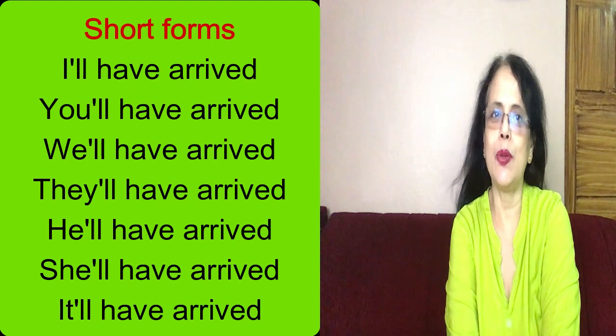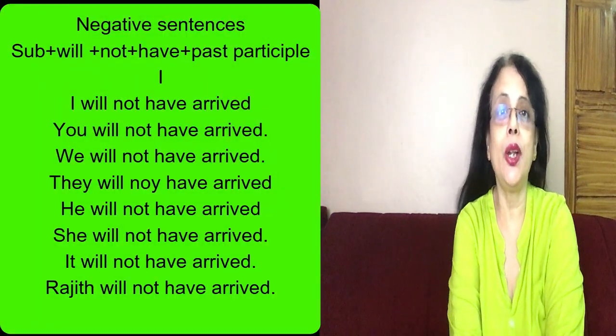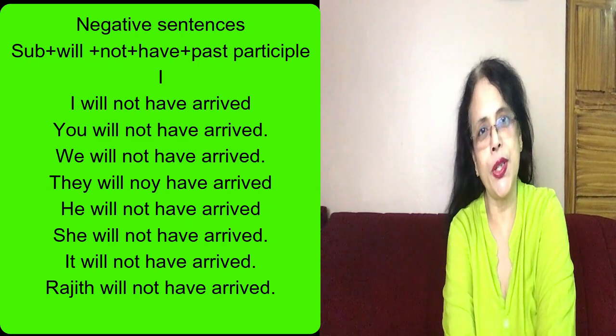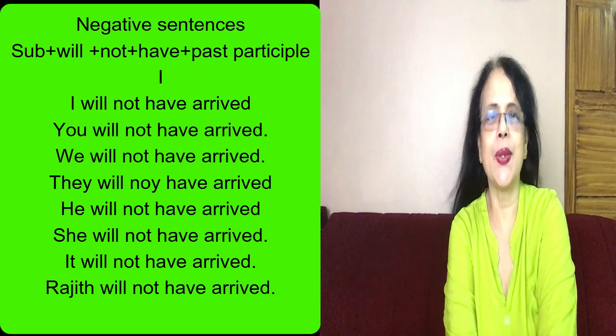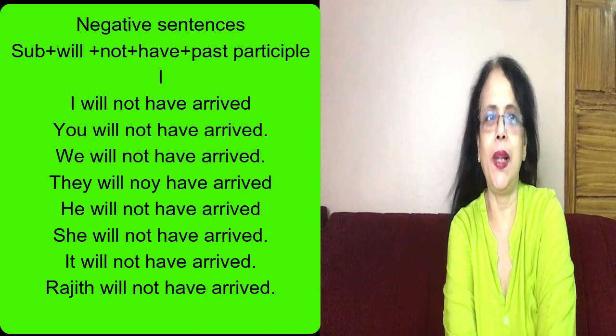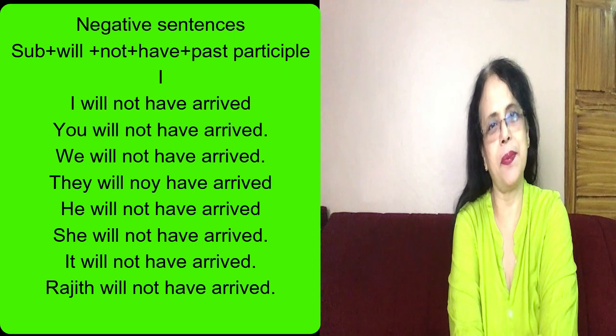So all these are positive sentences. Now let's see how to make negative. The structure is very simple. We only add not. But where do we add not? We add not between will and have. So the sentence structure is subject plus will plus not plus have plus past participle form of the verb.